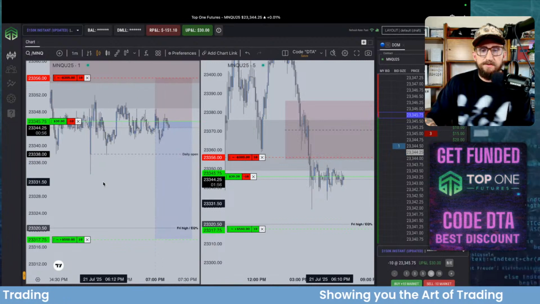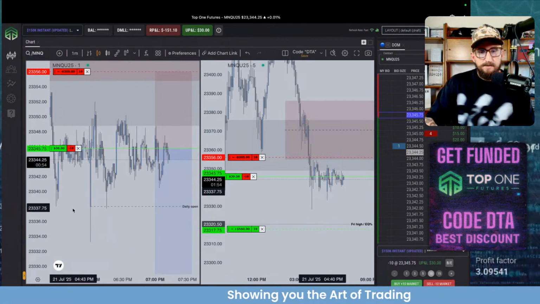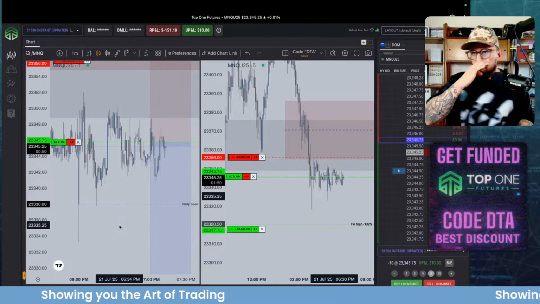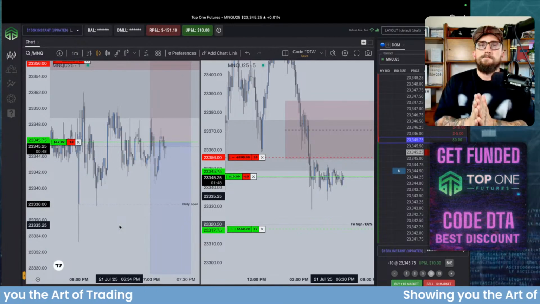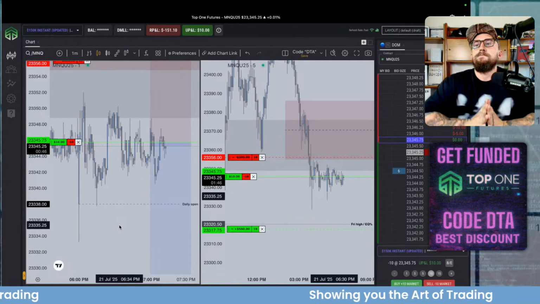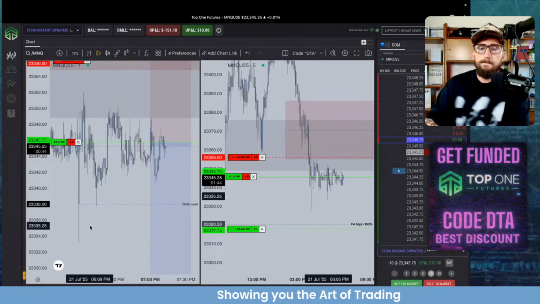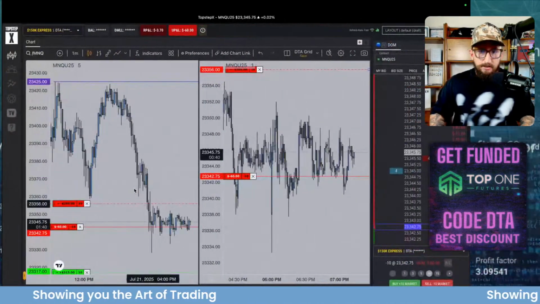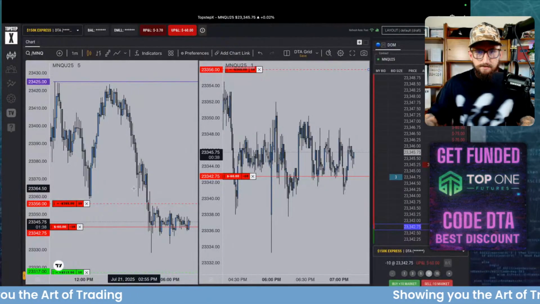2.7 R, I don't think that's crazy at all. But I'd be okay with a 1-to-1. Would you? 1-to-1 enough? We got this right here. We got our top step one as well.